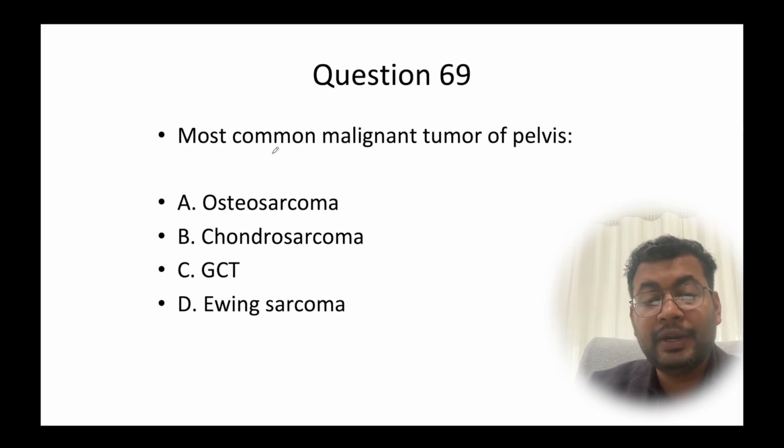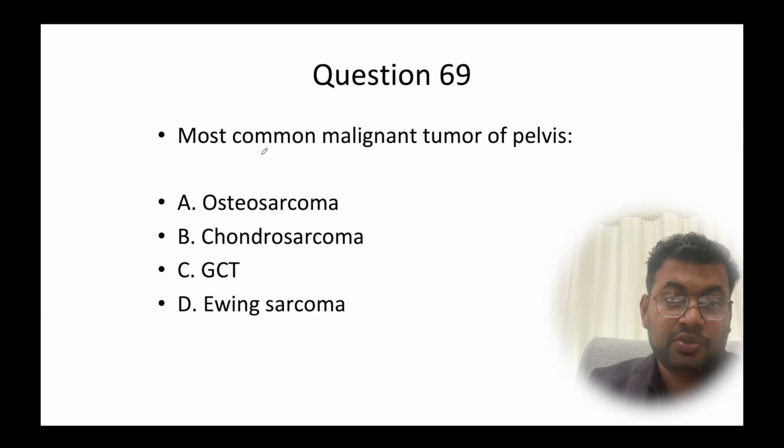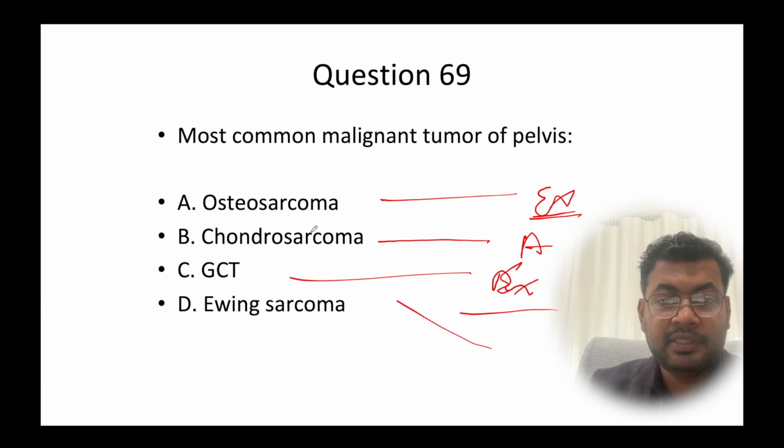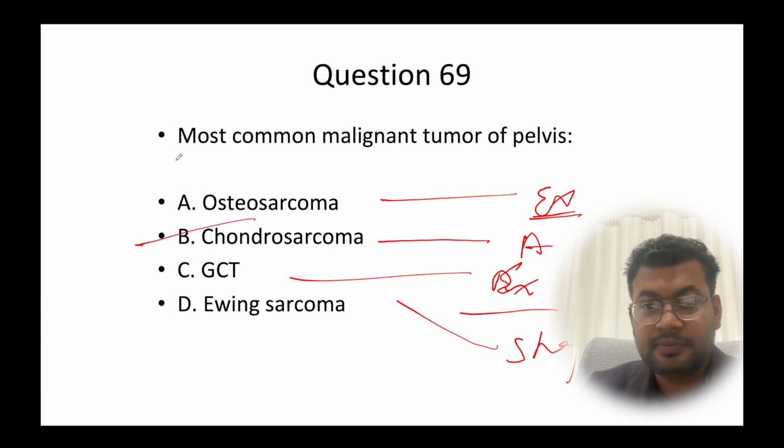Most common malignant tumor of pelvis. So for chondrosarcoma, most common location is axial. For osteosarcoma, the most common location is extremity, distal femur more than proximal tibia. GCT, distal femur more than proximal tibia. Ewing sarcoma is again shaft femur. So the answer should be B, chondrosarcoma.